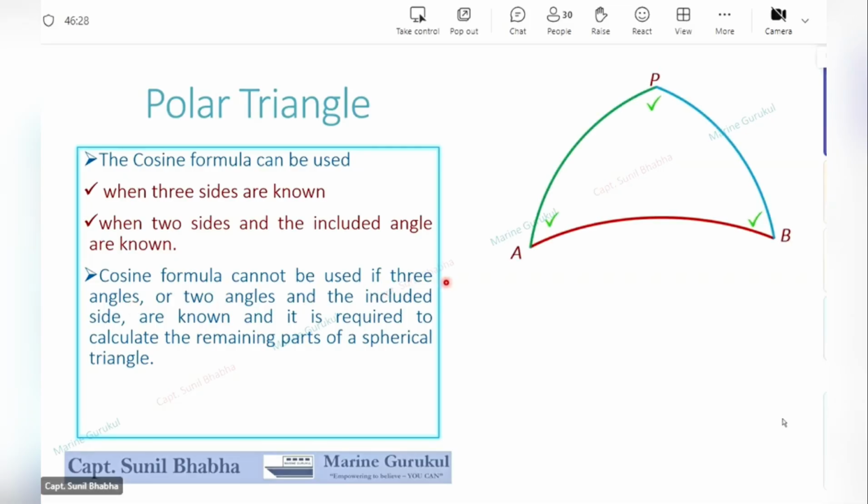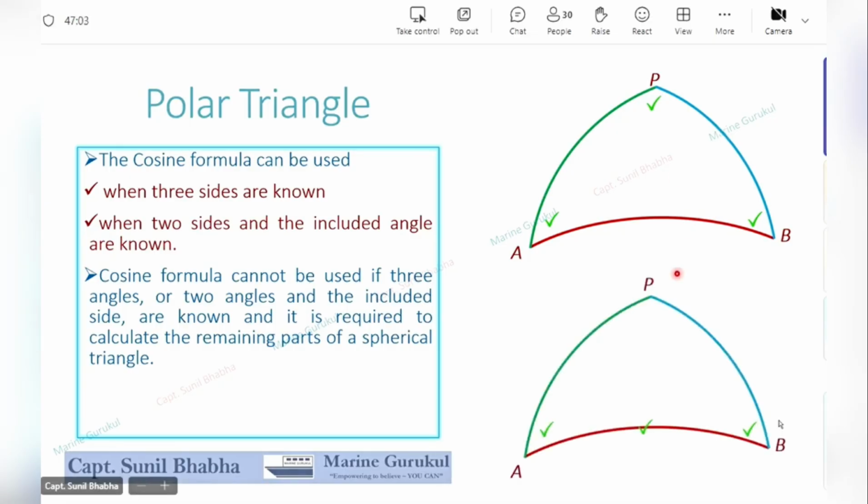Let me show that in a diagram to you. We have this spherical triangle PAB, Papa Alpha Bravo. And you can see that these green tick marks indicate that we know all the 3 angles of this spherical triangle. If all the 3 angles are known, we cannot solve this triangle or we cannot find the remaining part of this triangle using the cosine formula. That is the limitation of the cosine formula.